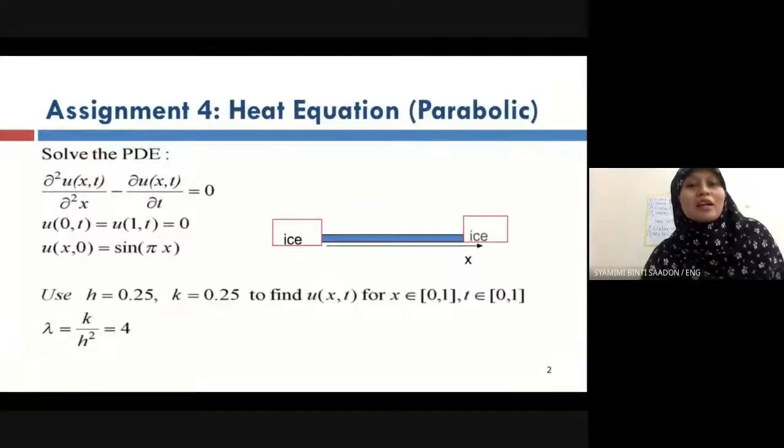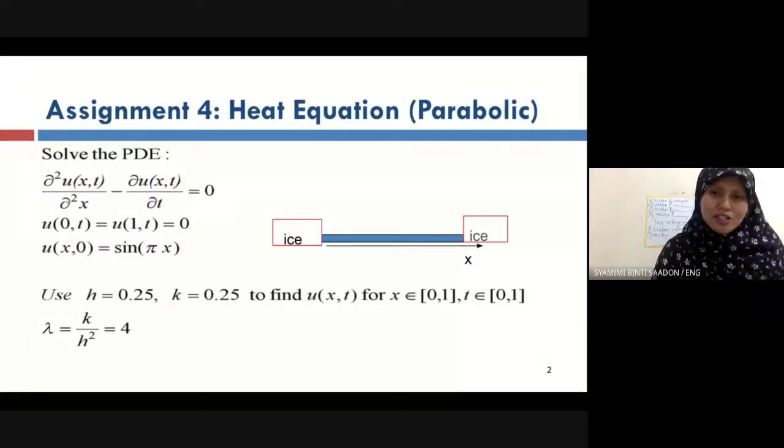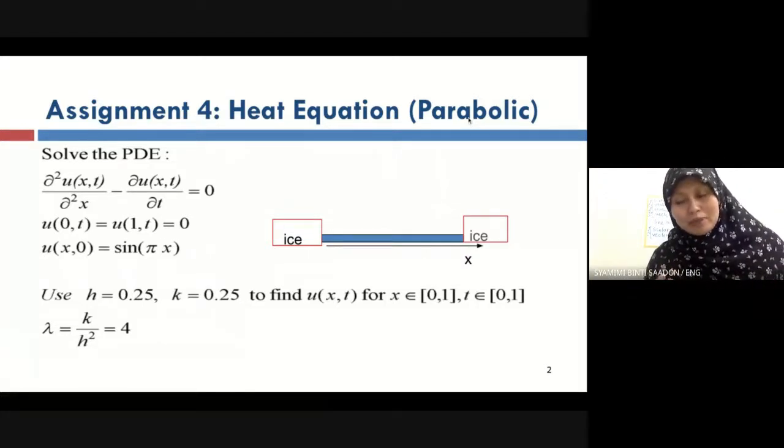Assignment number 4 is about a heat equation, parabolic. Remember the previous chapter about PDEs, partial differential equations. We learned about elliptic and parabolic. What is the difference between those two? Elliptic is more of a steady equation, meaning that it doesn't change in terms of time, or we assume it is constant and doesn't depend on time. But parabolic is an unsteady equation, meaning it is dynamic and depends on time.